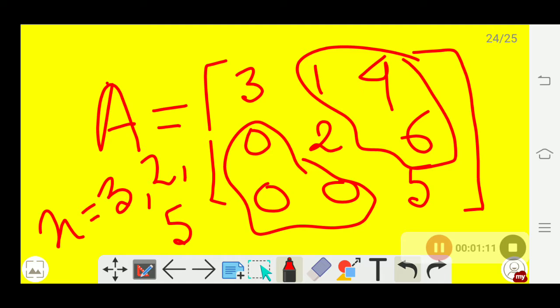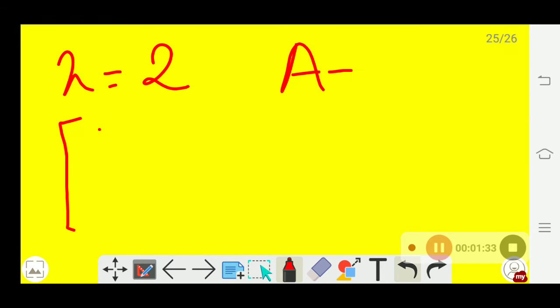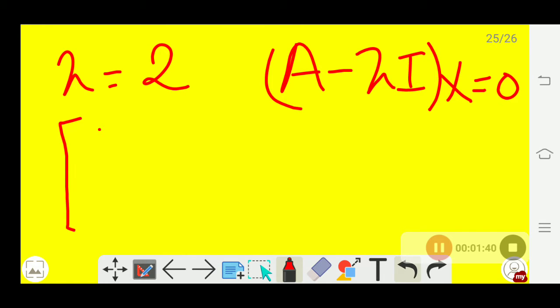Now what do we need to do? We need to find the corresponding eigenvectors from the eigenvalues. So let's first take the smaller one, lambda is equal to 2. The equation is given by this, you know, from the previous video.